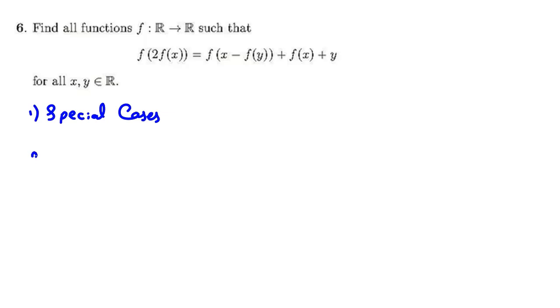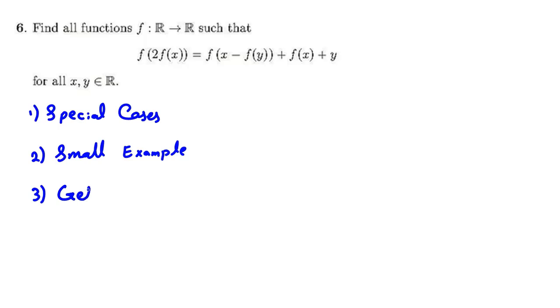You should consider, for example, small examples. Special cases means, for example, x equal to y, something like this. Special cases, x equal to y, x equal to negative y. Small examples means, for example, f of 0, something like that.